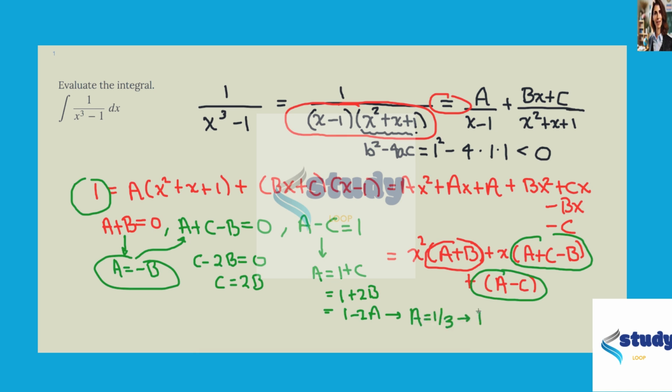Then that gives us b equals negative 1/3 from the circled equation over here on the left. And then c is 2 times b. So we have c equals negative 2/3. So those are our constants for a, b, and c. We'll just go ahead and plug those in up here in the upper right. And then we're ready to integrate. Let's go to the next page.